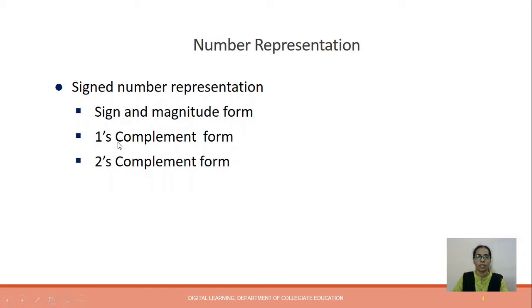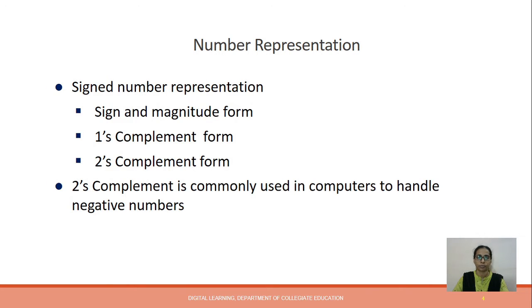In ones complement form, positive numbers are similar, but negative numbers are represented as the ones complement of the binary number. In twos complement form, the negative numbers are represented as twos complement of the binary magnitude. Twos complement is commonly used to handle the negative numbers in computers.